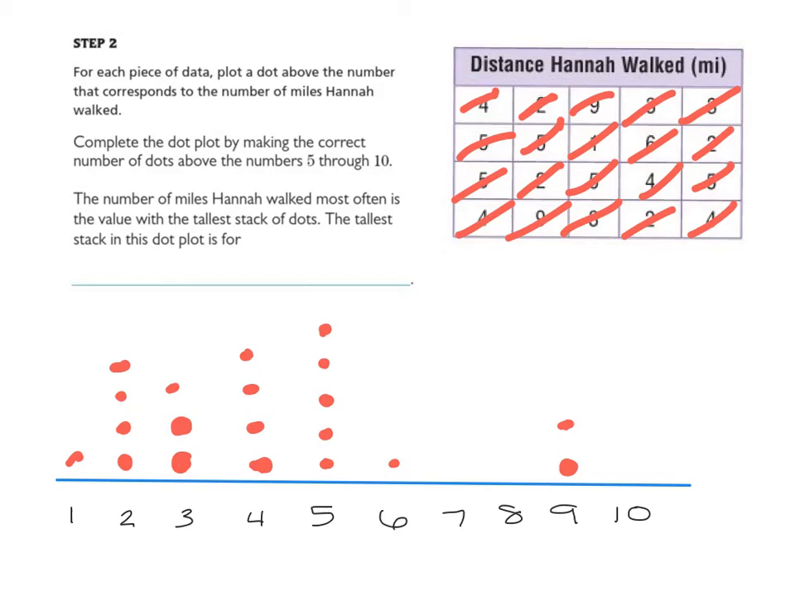We double checked. Okay, so we went ahead and filled in our dot plot. Can you tell how many miles she walked the most days? The number of miles Hannah walked most often is the value with the tallest stack of dots. That's going to be this stack right here. It is for 5 miles.